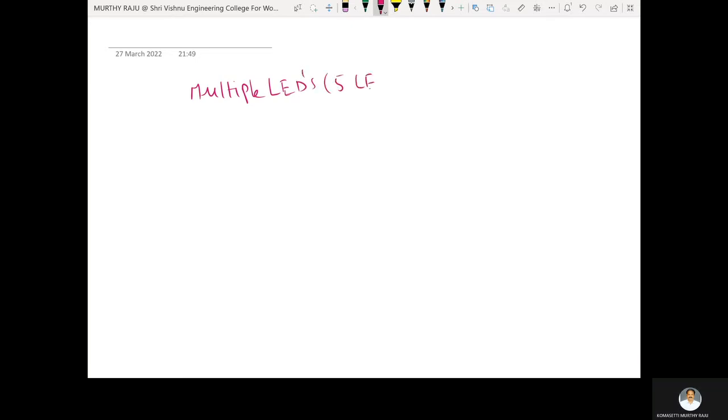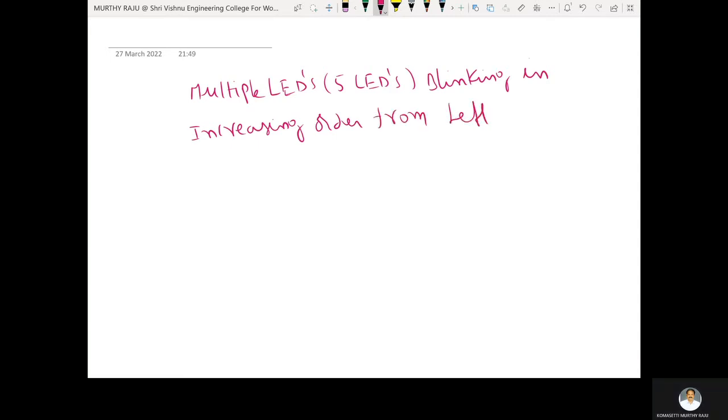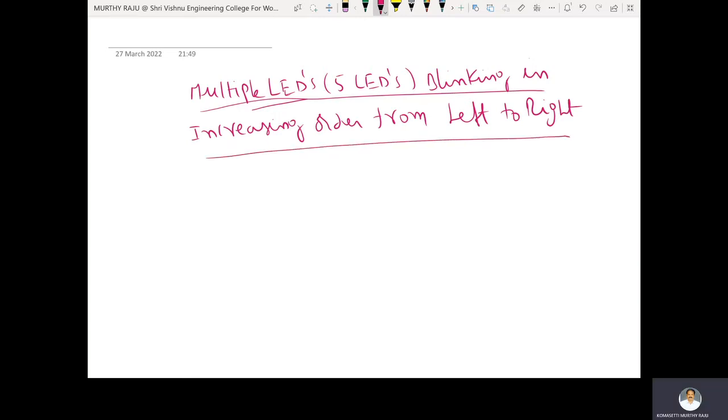Five LEDs blinking in increasing order from left to right. That means here some lines are used.